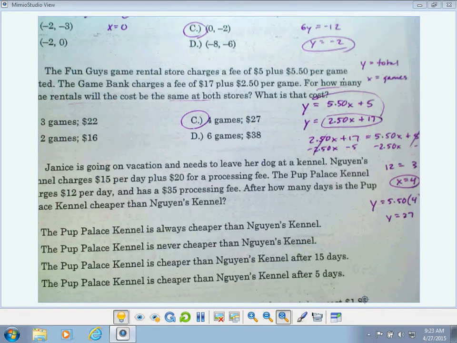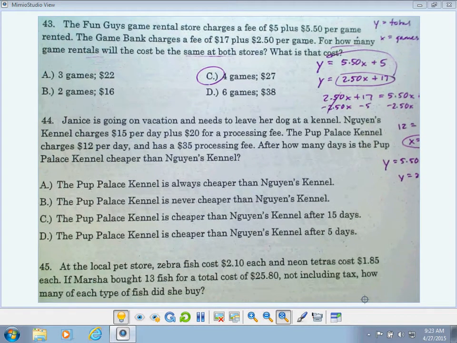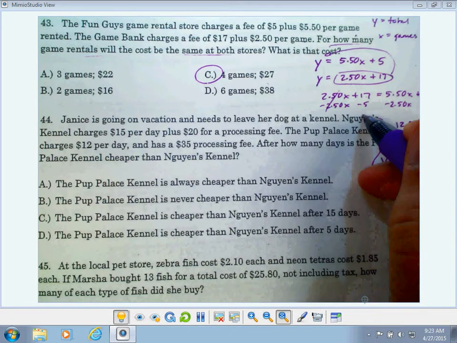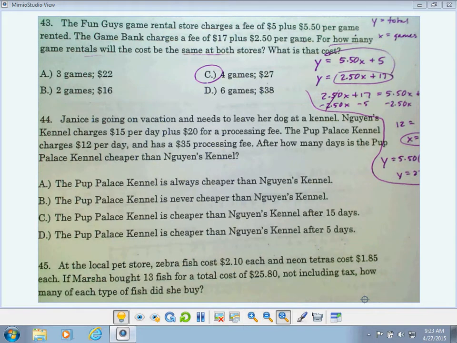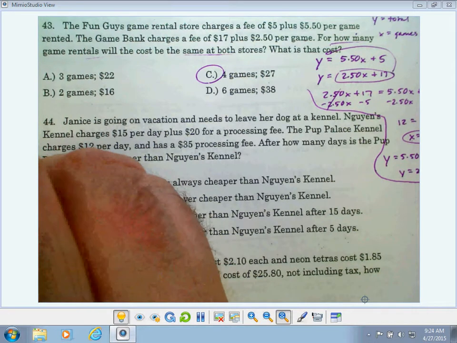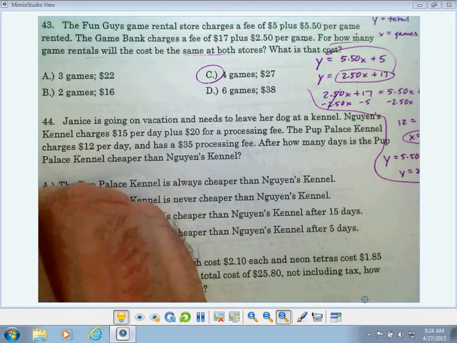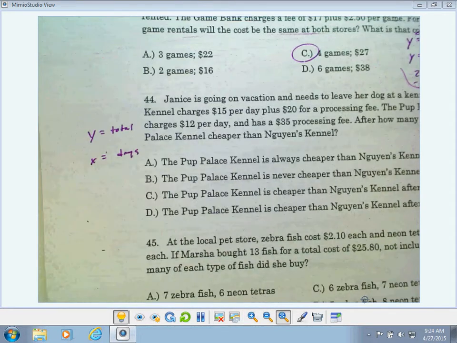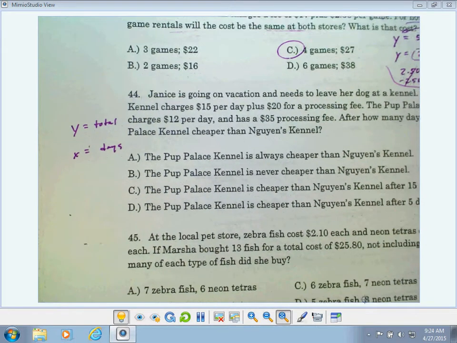Okay, let's go to number 44. It says Janice is going on vacation and needs to leave her dog at a kennel. Wynn's Kennel is $15 per day plus a $20 processing fee. Pup Palace Kennel charges $12 per day but has a $35 processing fee. For how many days is the Pup Palace Kennel cheaper than Wynn's Kennel? So again, we can say that y is the total charge and that x is the days in the kennel. So we can start it out like that. So we got two equations.